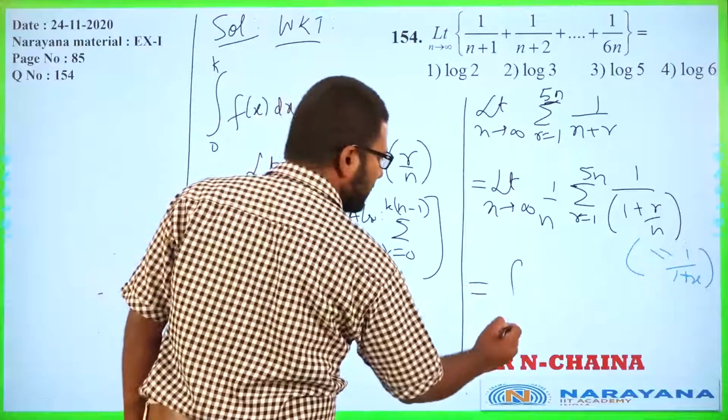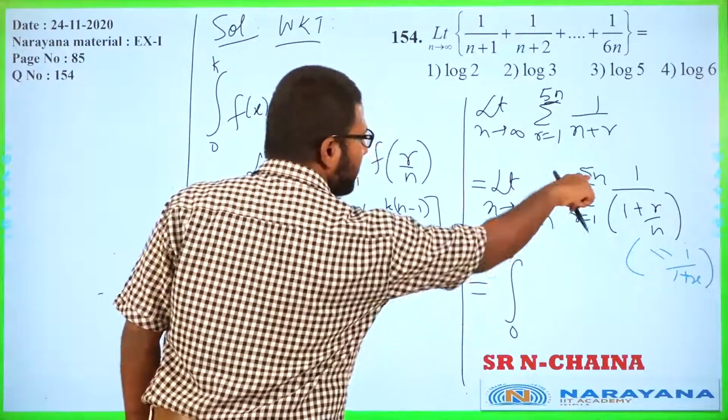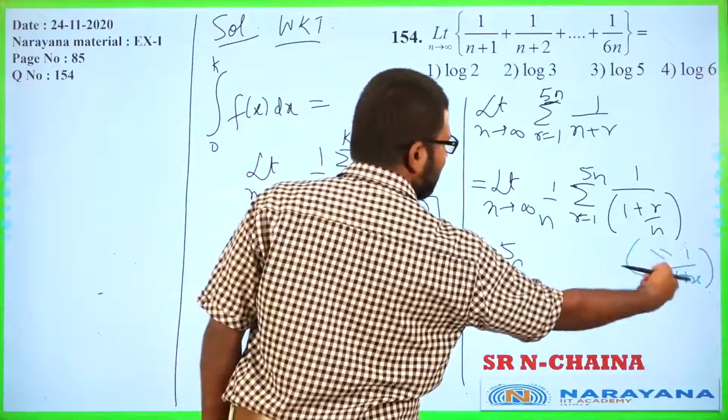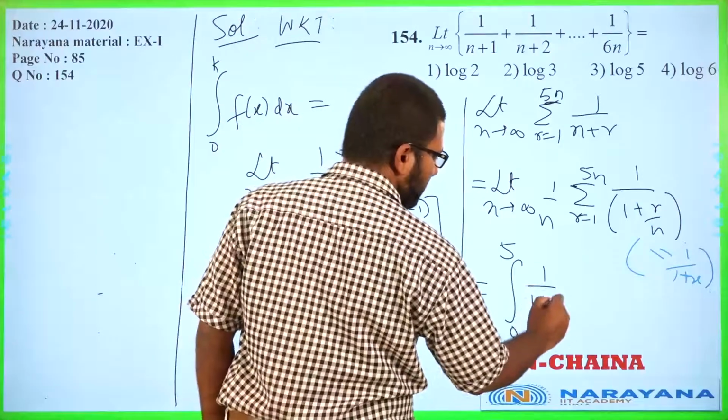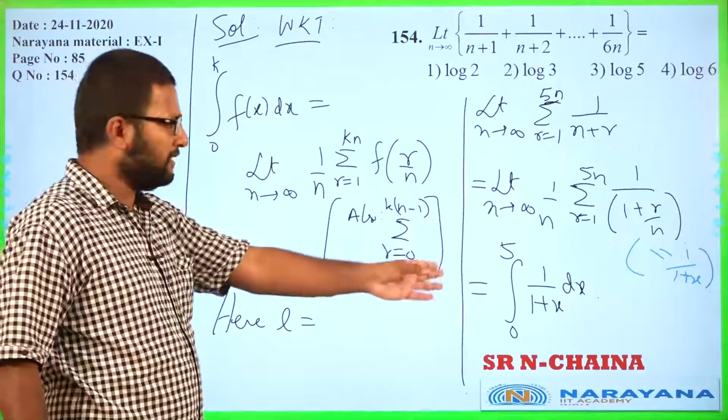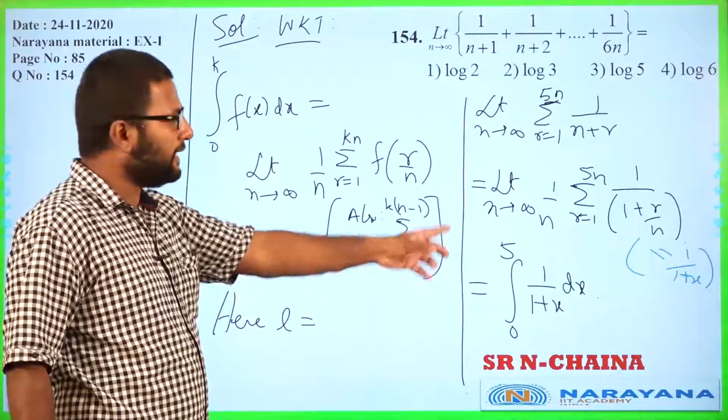this is equal to integral 0 to 5. Why 5? Because of this 5 and 5. Then f of x, whatever we have written here, 1 by 1 plus x dx. That will be your answer, and that integral you can do definitely. That should be your answer.